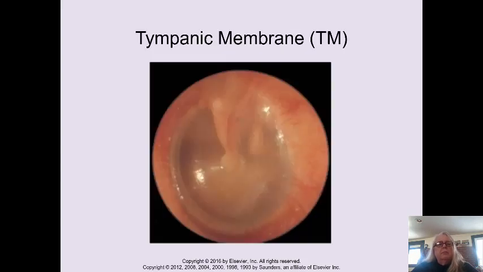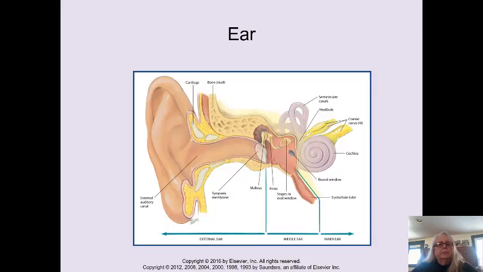Here's the tympanic membrane. And you can see the three parts of the ear, the outer ear, which is as far as you can see with your naked eye looking into the ear. You have the middle ear, which is where the vibration of sound occurs. And then you have the inner ear here, which is where the tympanic membrane is.